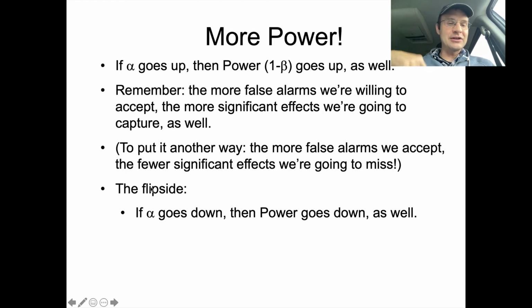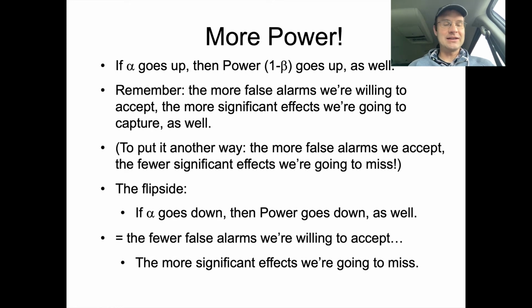And then as you might imagine, the exact opposite is true. So if you're reducing the number of false alarms, if alpha goes down, then power goes down as well. And remember, we can set alpha to be whatever number we want it to be. So if you set alpha to be like 0.10 rather than 0.05, then all of a sudden your power goes up. But if you reduce alpha to like 0.01, then power goes down as well. It's a lot harder to capture a significant effect in that sort of setup. So the fewer false alarms we're willing to accept, the more significant effects we're going to miss. Right, so that's just part of the game.